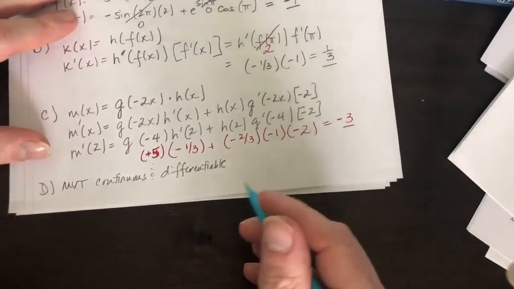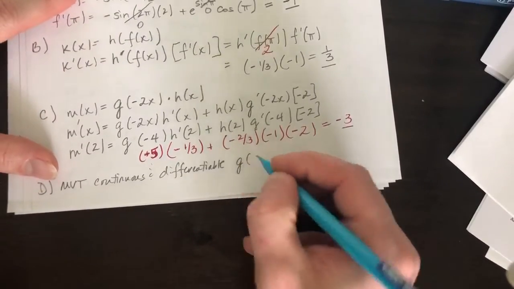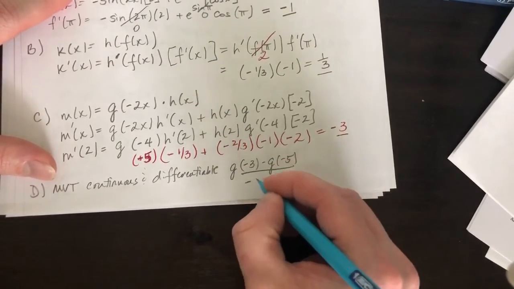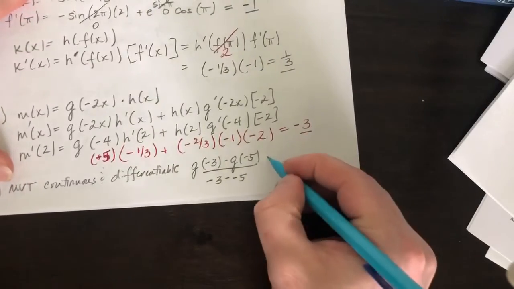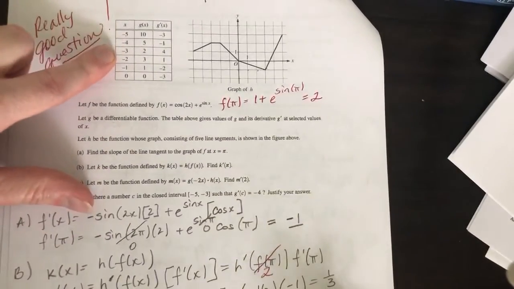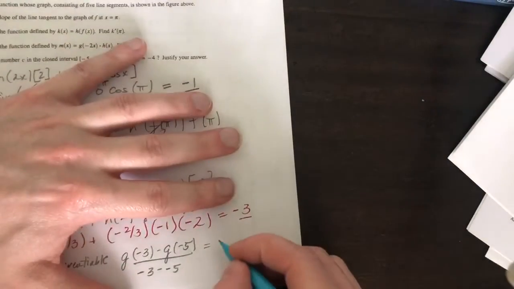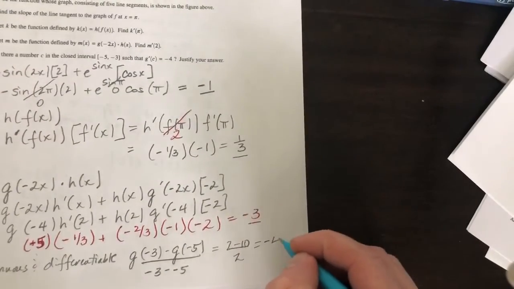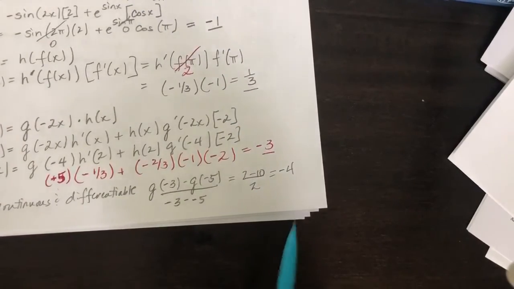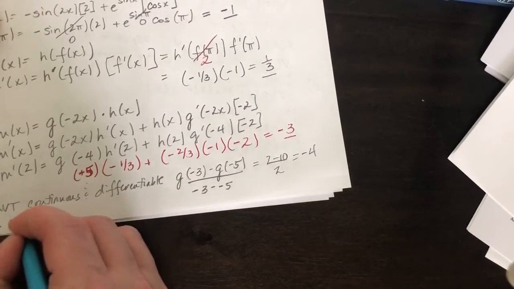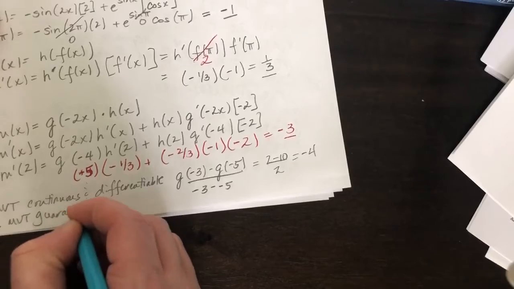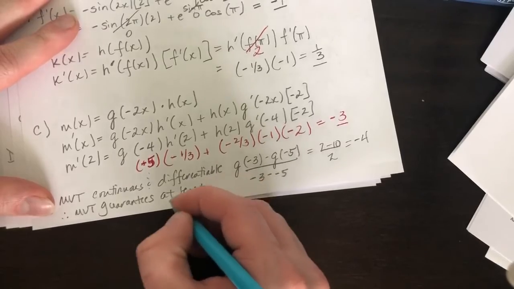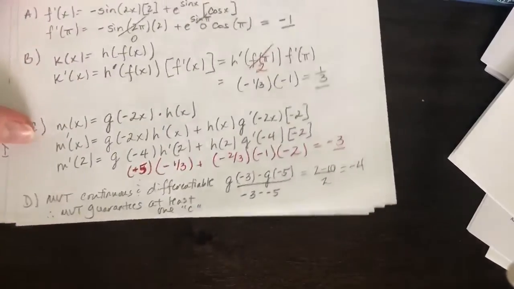Okay, and we're going to say that g of negative 3 minus g of negative 5 over negative 3 minus negative 5. So we can use our table. g of negative 3 is 2. g of negative 5 is 10. Over 2. So we get negative 8 over 2, which is negative 4. Therefore, MVT guarantees at least one c.